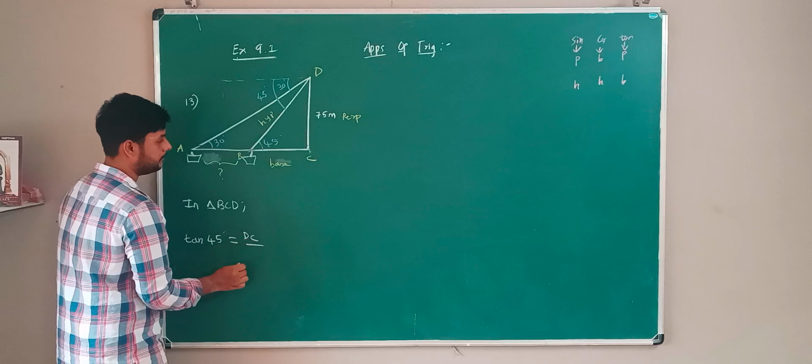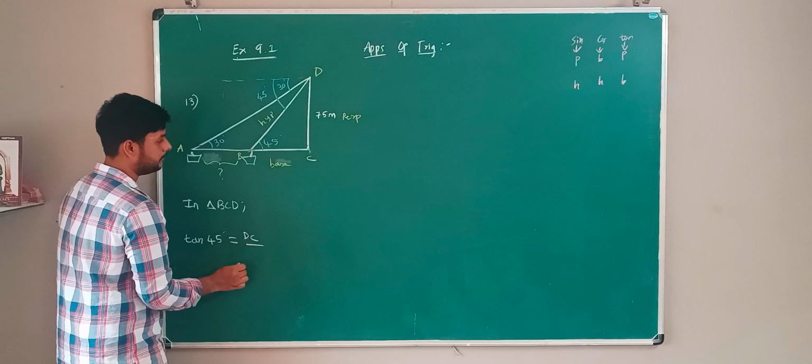29 root 3 will go to the other side. BC is equal to 87 root 3 minus 29 root 3. BC is equal to 87 minus 29, times root 3, both are the same. Now we can subtract 87 minus 29, which is 58. So 58 root 3 is the answer. So the distance between the two balloons is how much?